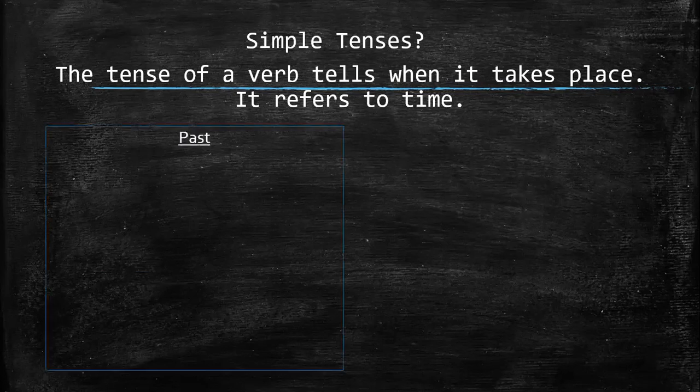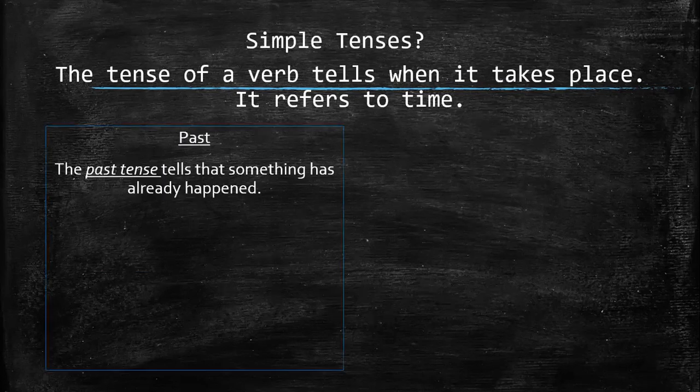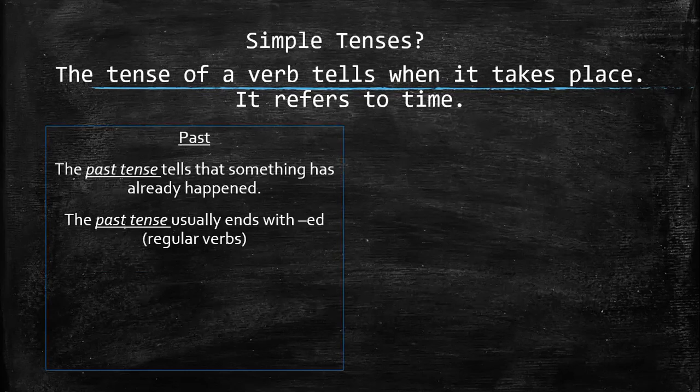Let's start with past. Okay, so the past tense tells that something has already happened. It usually ends with ed, and I say usually because there are two types of verbs in the past tense. We have the regular verbs, which are the ones that we'll be studying today, and then we have the irregular verbs, such as eat, ate, speak, spoke. These are the verbs where the spelling changes. They're called irregular verbs, but we will not be covering that material. We're going to cover that in the next lesson.